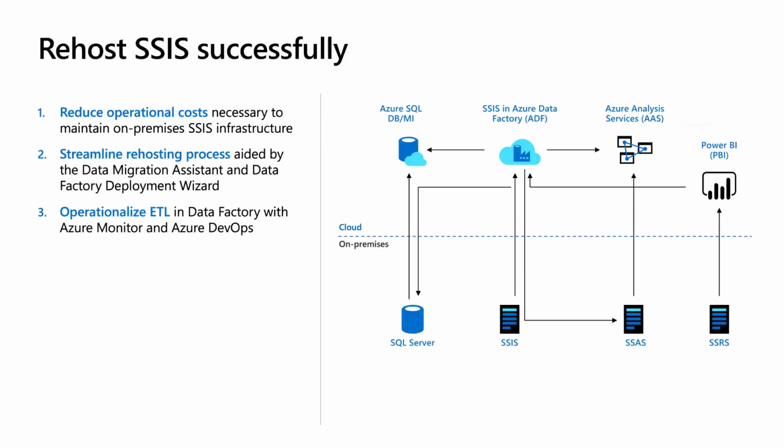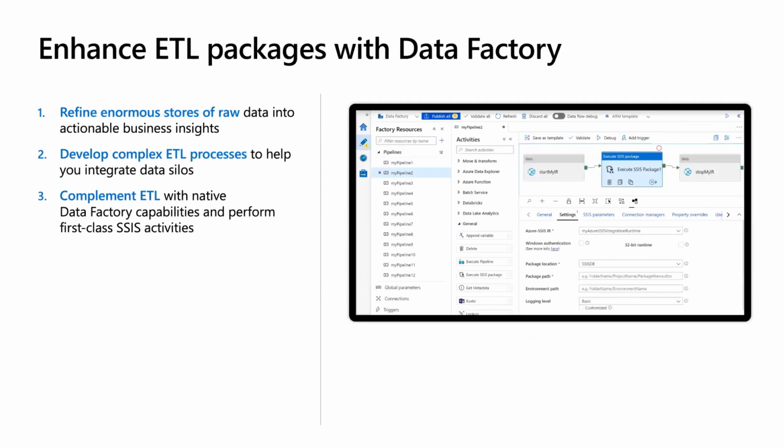And it certainly helps you reduce your operational costs, streamline the rehosting process, and operationalize your whole ETL with a minimum amount of changes. And then you can enhance your ETL packages further with Data Factory. So this is how a Data Factory pipeline looks. You can have multiple pipelines, and you can bring in the SSIS package activity, because SSIS by default does not have a trigger, and you can leverage all the modern triggers that Data Factory provides. For example, we talked about the event triggers, right? When the file arrives, why not just kick off the SSIS package executions right then? So now you can do that.